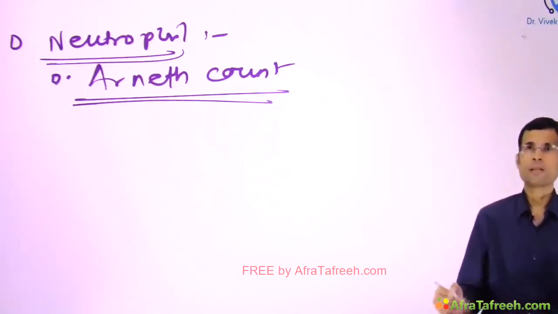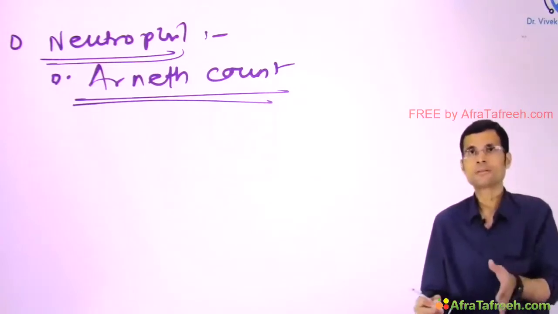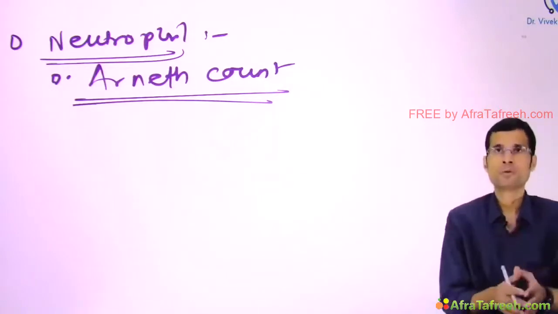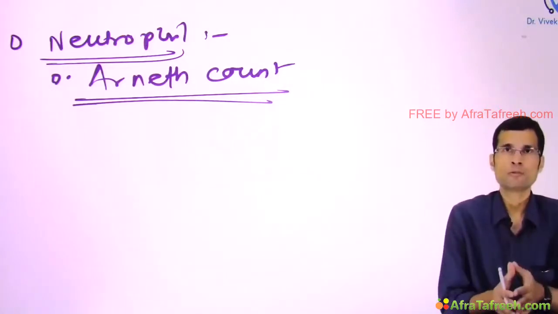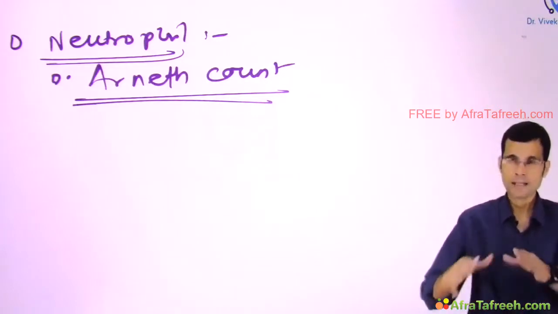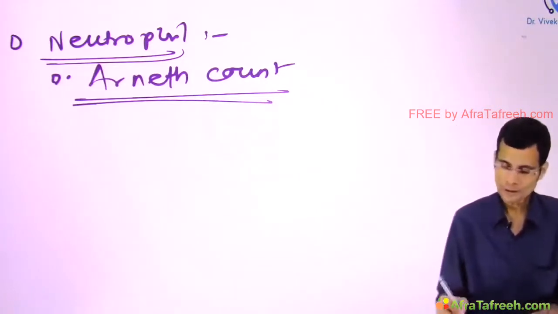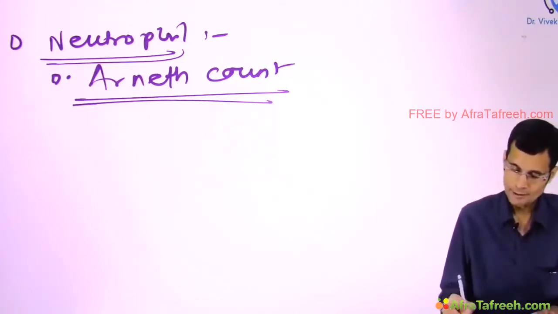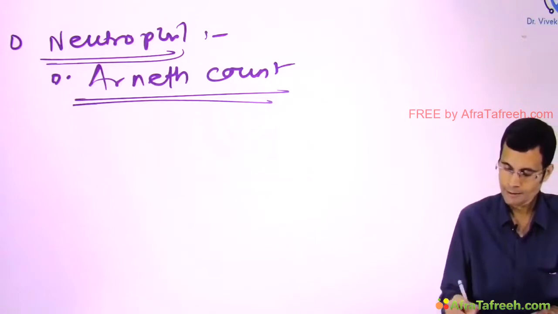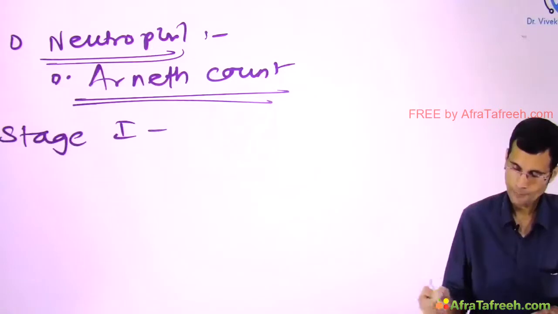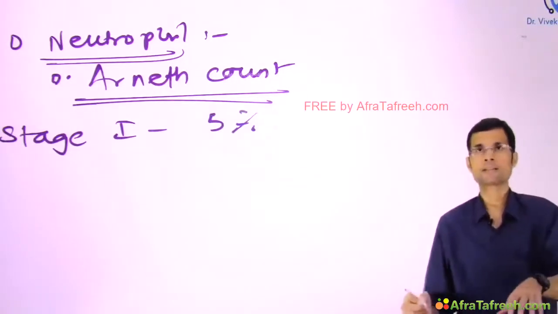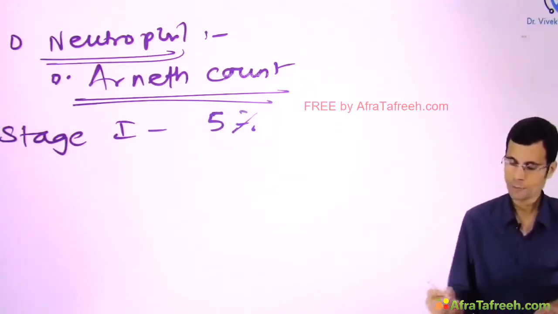it has got one lobe, but as the neutrophil grows mature, the number of lobes go on increasing. So, based on the number of lobes of neutrophil, this Arneth count is devised. So, we have 5 stages in the neutrophil. Stage 1 means single lobe nucleus. About 5% cells in the peripheral circulation will be stage 1.